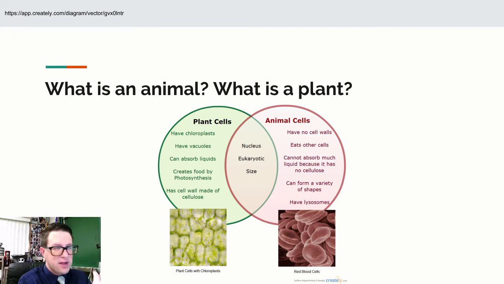So we say here are the characteristics of an animal, here are the characteristics of a plant. The catch is there is some issue with these. On the plant side, it says they have chloroplasts. Not all plants have chloroplasts. Or they can create food by photosynthesis. That's not true of all plants. So what do we mean by these things?